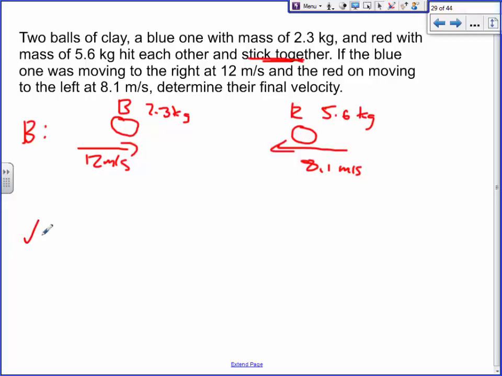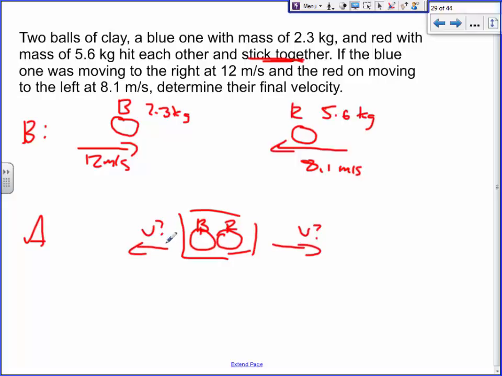So the after scenario is that these two objects are now collectively together. Blue and red are now like one collective object. And our question is, are they going this way or are they going this way? I'm not really sure which way they're going to go now. Make sense for the setup?